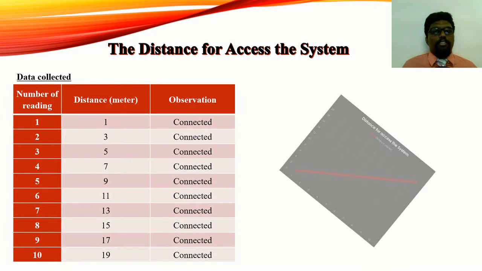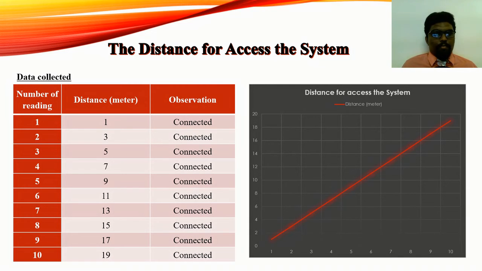The distance for accessing the system. I have tested from 1 meter to 19 meters, and I can still access the system. That proves that BLYNK doesn't have a limit for distance. So by my calculation, if the system is in Penang and the user is in JB or Johor Bahru, they can still access the system.